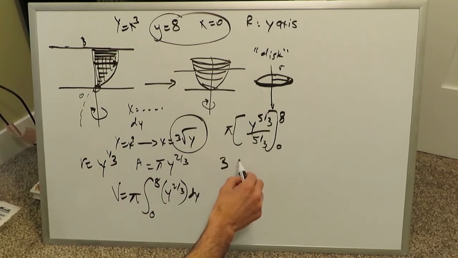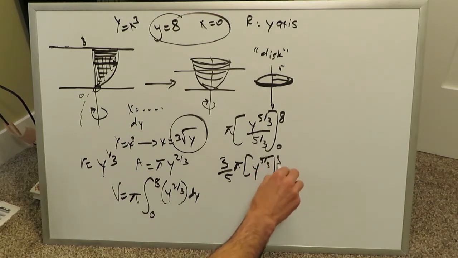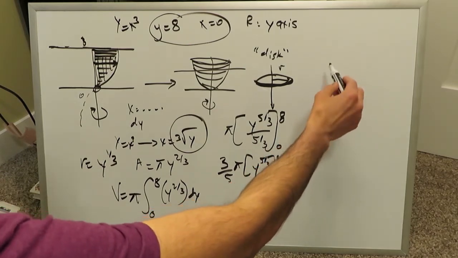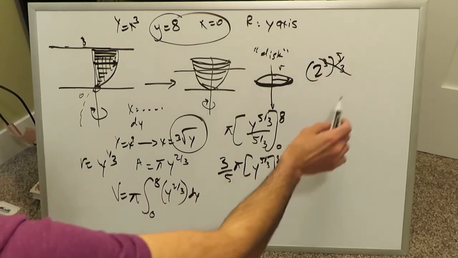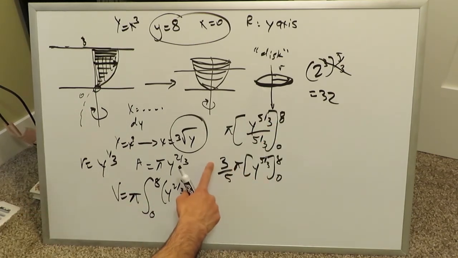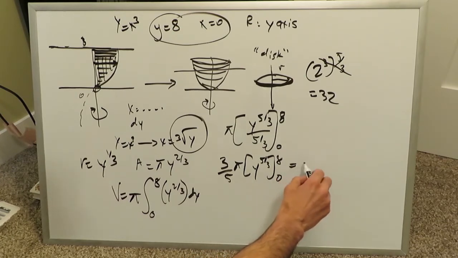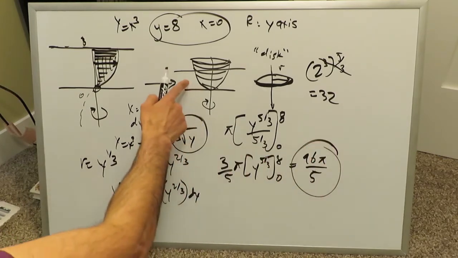And then you get 3 over 5 pi times y to the 5 over 3, from 8 to 0. You have to run this 8 through this value of y and subtract from that 0. 0 is meaningless, but 8 to the 5 over 3 is not too hard. Think of your laws of exponents. 8 is really 2 cubed, and then you're raising that to the power 5 over 3. These cancel out. What you end up with is 32. 8 to the 5 over 3 is equal to 32. 32 times 3 is equal to 96. 96 times pi over 5 is 96 pi over 5, and this represents the volume of this rotational solid.